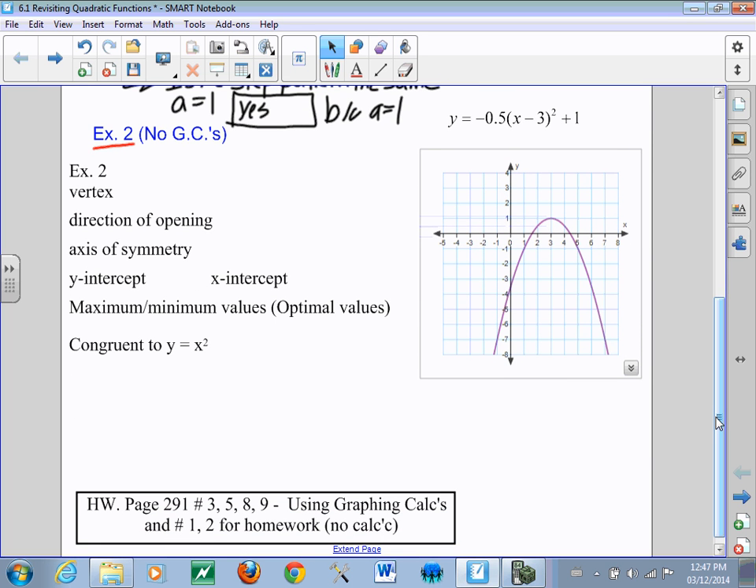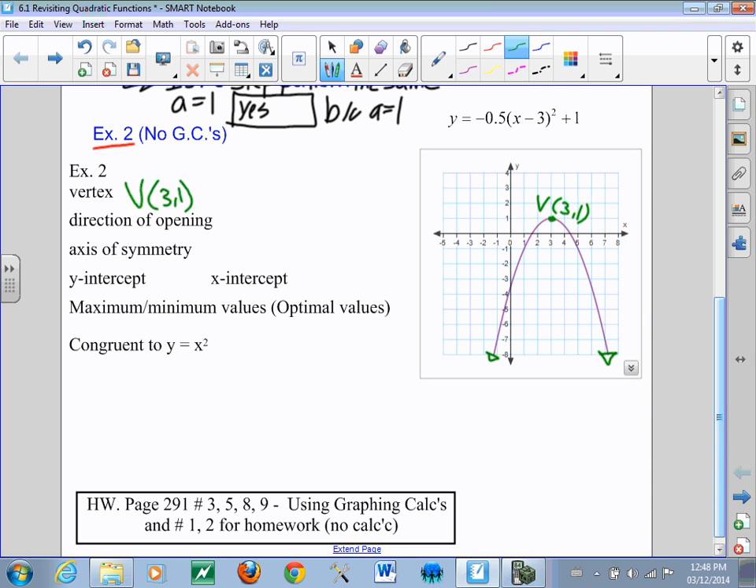Okay, here's example 2. For example 2, we're going to take a look at the vertex. First of all, do me a favor, please. Can you put arrows on the graph? Thanks. Okay, vertex is the turning point. So I see a turning point right here, and we have an ordered pair of 3 and 1. So that tells me the vertex. I use a capital V, meaning vertex, (3, 1), so you can recognize you're at the vertex.